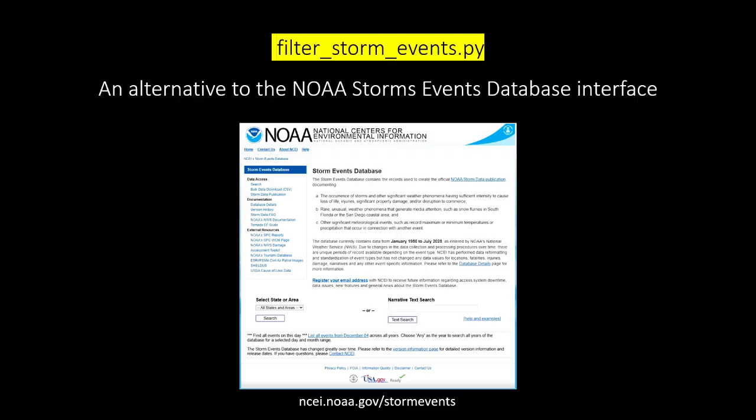And we all probably know and love this. We can specify a state, or we can search the narrative from this main page. But to run the program, you're going to need to download the bulk data for at least one specific year. And so you're going to want to click on this link here. And again, the URL for the Storm Events database is down here at the bottom of the slide.